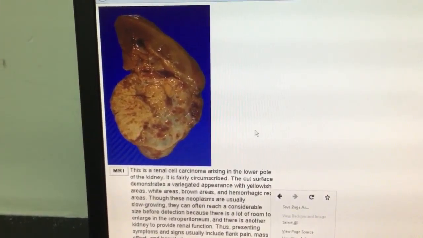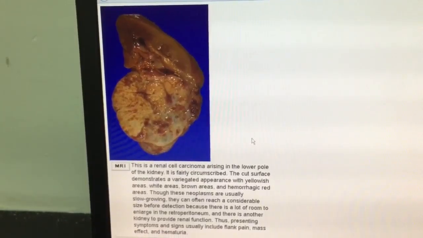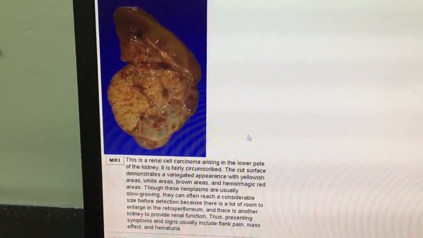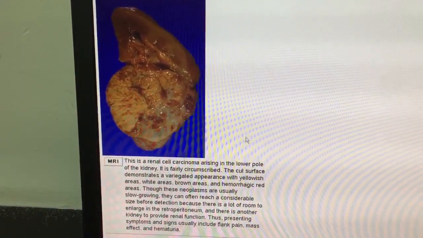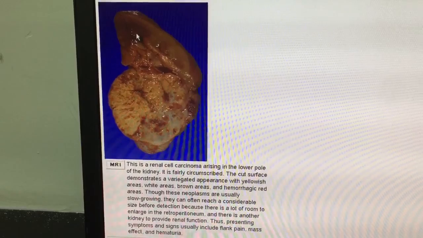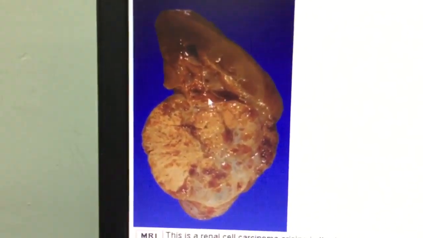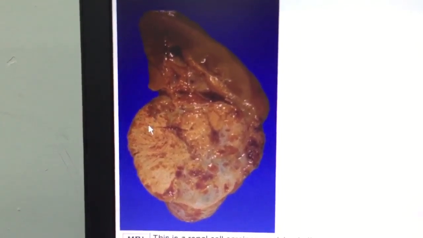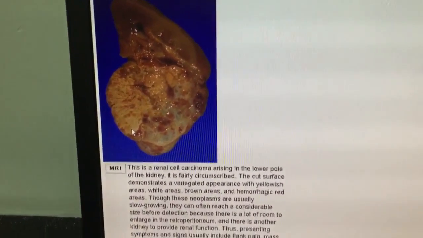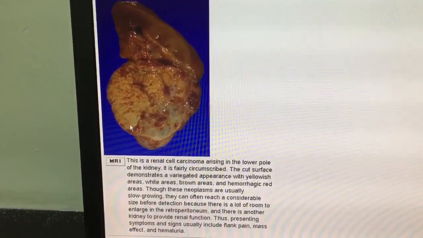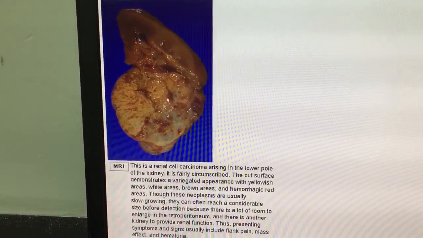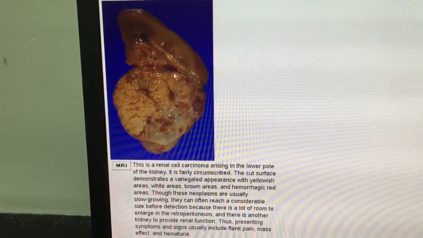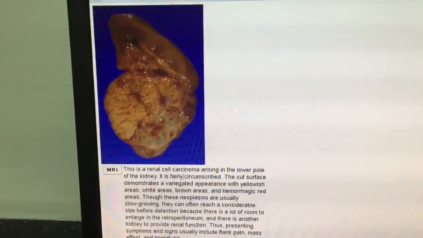The most common malignant tumor affecting the kidney is renal cell carcinoma. Renal cell carcinoma usually arises in one pole of the kidney, either upper or lower. It is a well circumscribed tumor. It has a yellow cut surface due to high lipid content within the malignant cells. Also, it grows in a nodular fashion with foci of hemorrhage and cystic degeneration.